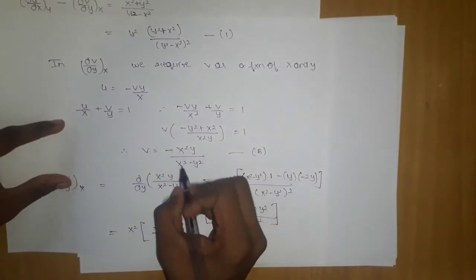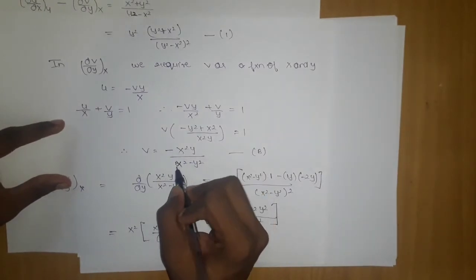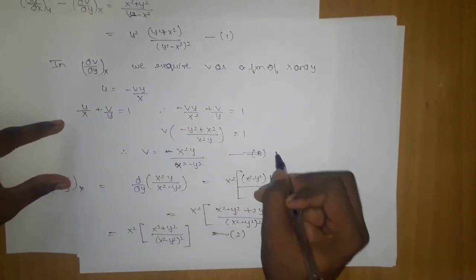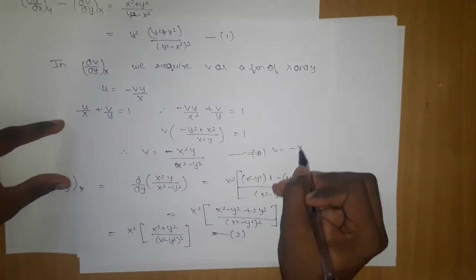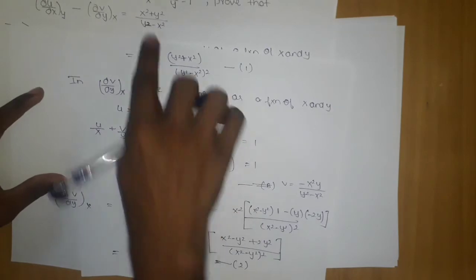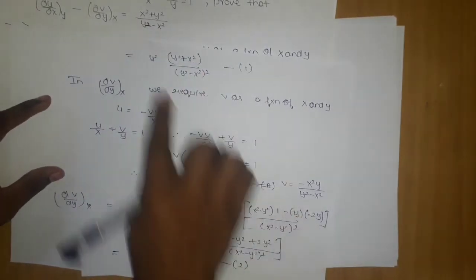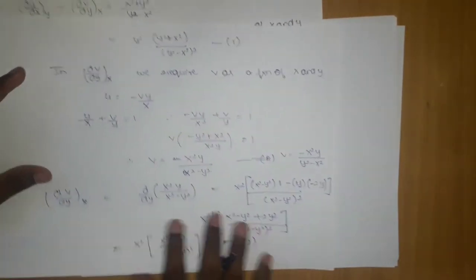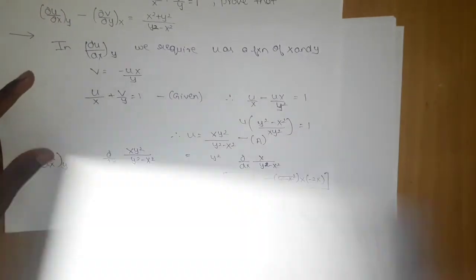So this will be what, this is as it is. Okay, let me convert it in the next step. V equals to minus x square y by y square minus x square. Okay, this answer should be in this format, as it is required in the proof. And here luckily we got that similar thing, so we didn't think about that.